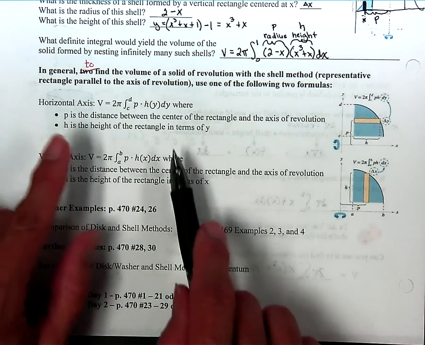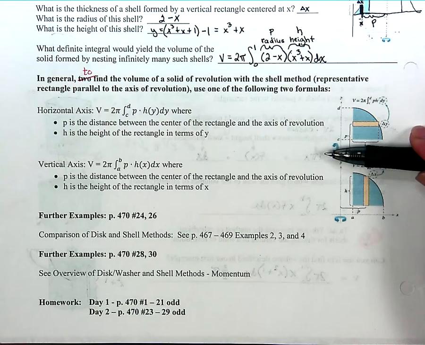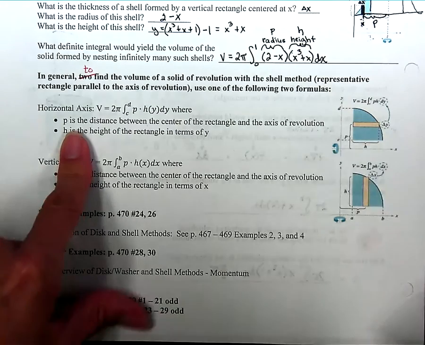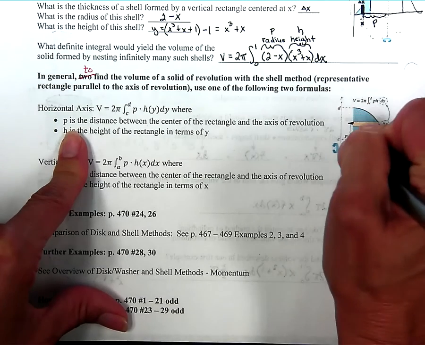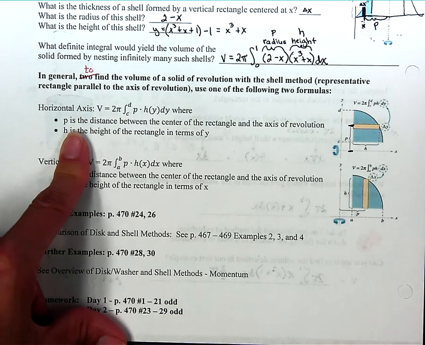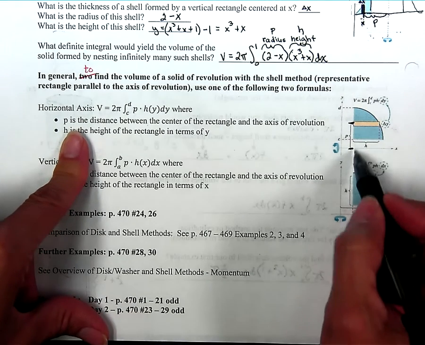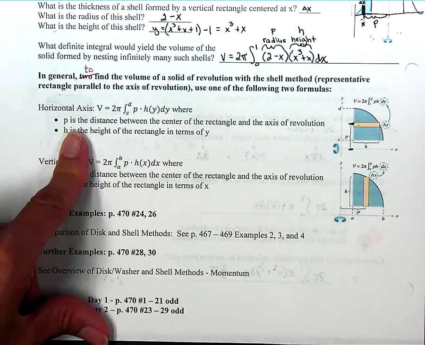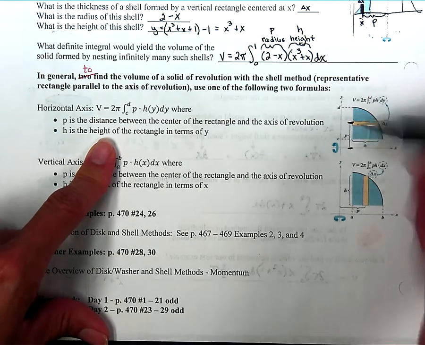And then when we're rotating around the horizontal axis, because our axis is horizontal and we're using the shell method, our rectangles are going to be horizontal. Everything needs to be in terms of y. P is the distance between the center of the rectangle and the axis of revolution, from here to here. So it's going to be y minus whatever the axis of revolution is. This is some y value. I don't know what it is, but the distance from this y value to this constant is this y value minus that constant. And then h is the height of the rectangle, in terms of what it's touching on the right side and what it's touching on the left side.